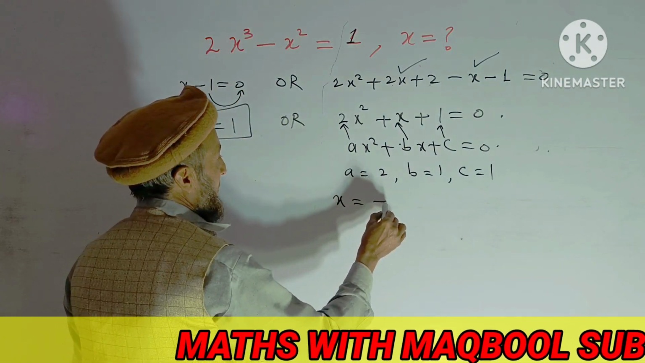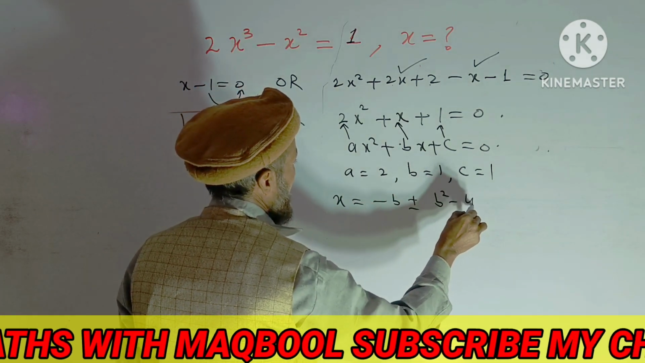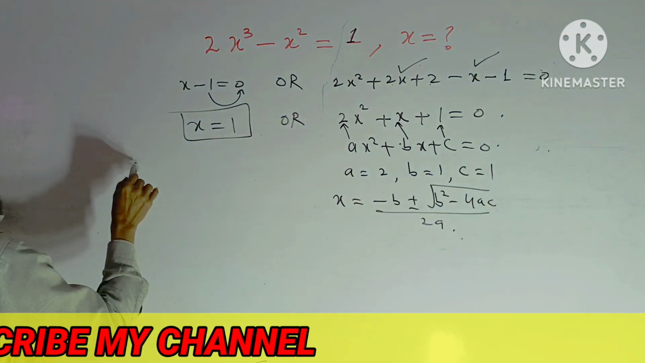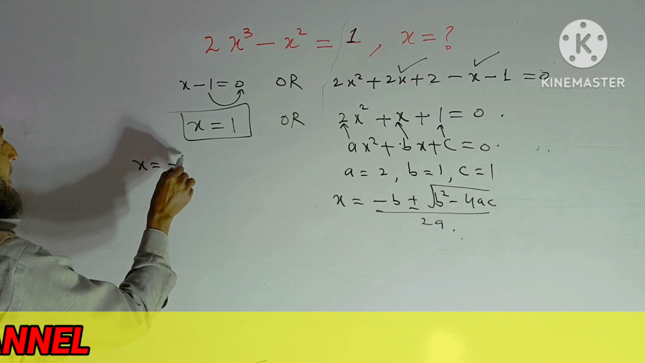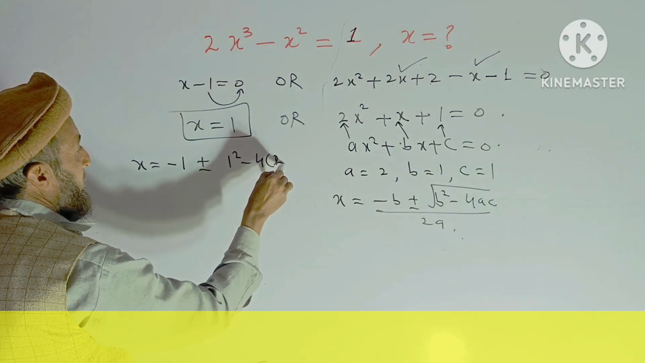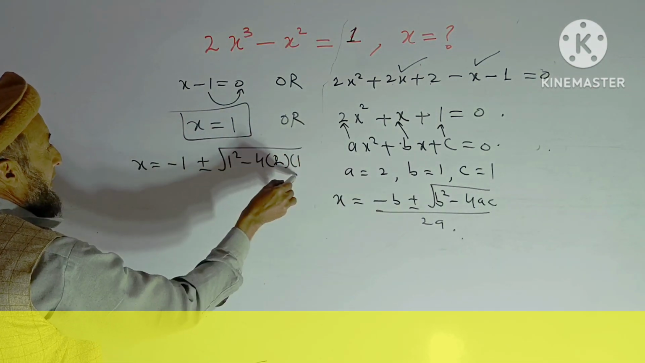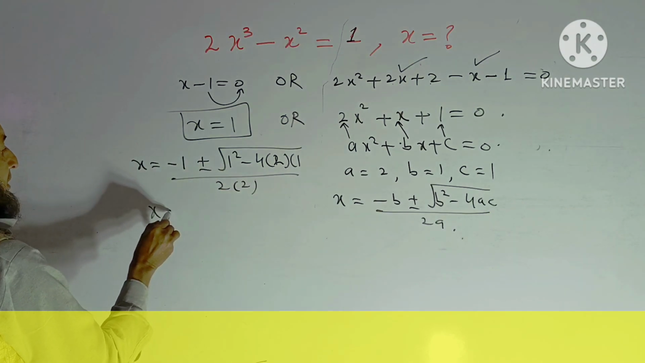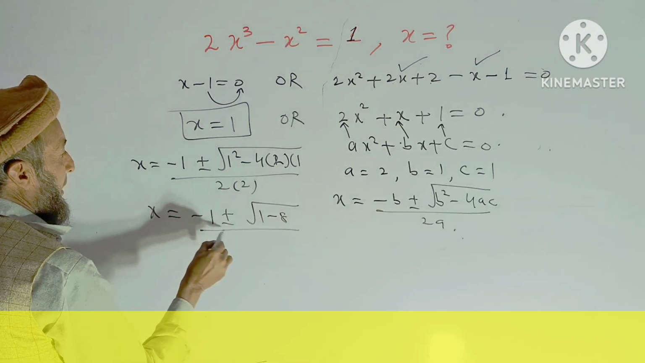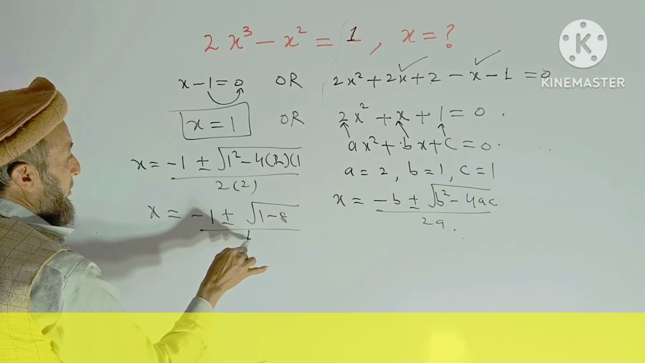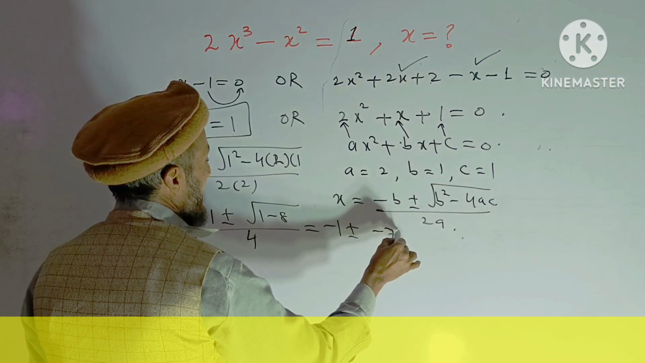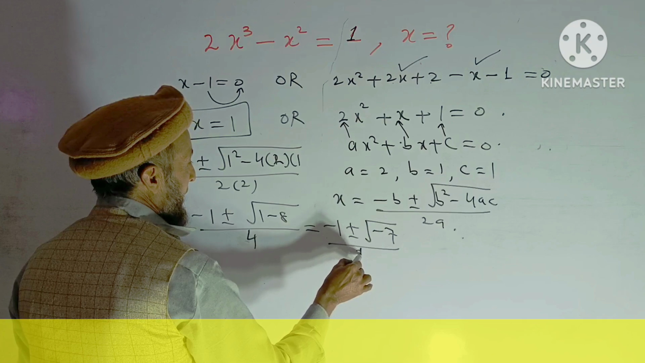Here we are using the quadratic formula, minus b plus minus square root of b square minus 4ac, divided by 2a. Substitute the values in this formula. We can write x is equal to minus 1 plus minus square root of 1 square minus 4 into a is equal to 2 into 1, divided by 2a into 2. X is equal to minus 1 plus minus, we get here 1 minus 8 square root, divided by 4. Further we simplify, minus 1 plus minus, here we get minus 7 square root divided by 4.